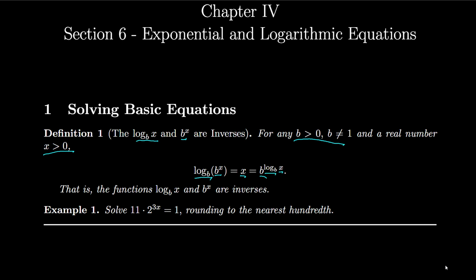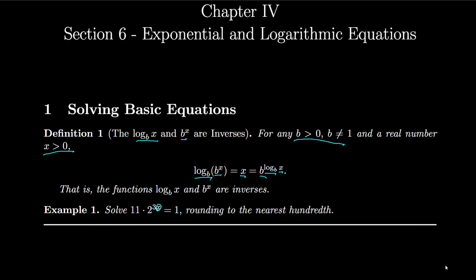It says solve 11 times 2 to the 3x power equals 1, rounding to the nearest hundredth. Now, we haven't had any luck with this in the past, trying to solve these sorts of things. If you tried to use any fact other than this inverse fact that I just taught you, you wouldn't have much luck. We don't really know, or at least haven't up until now, known what to do when the x is in the power.